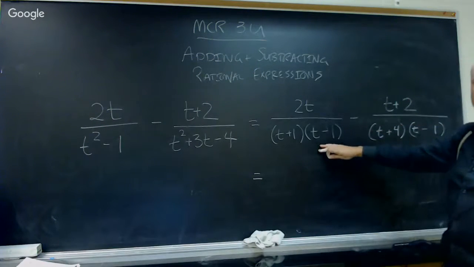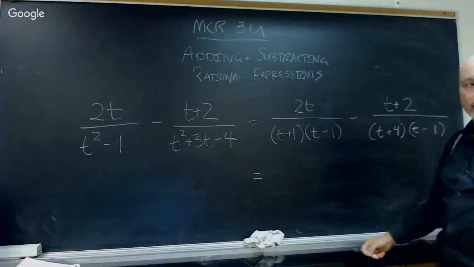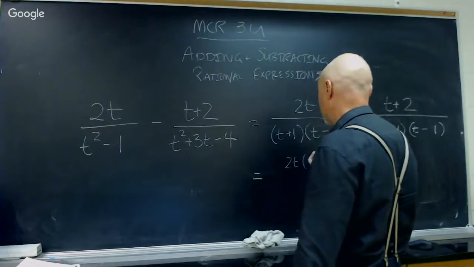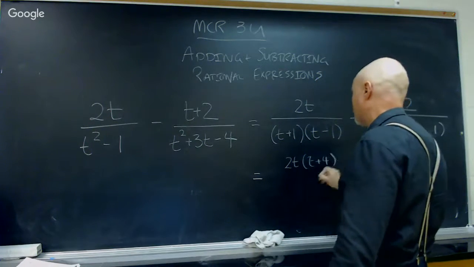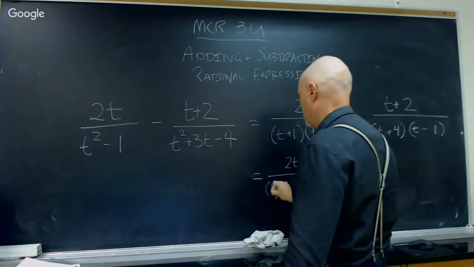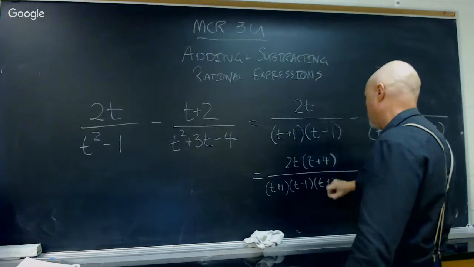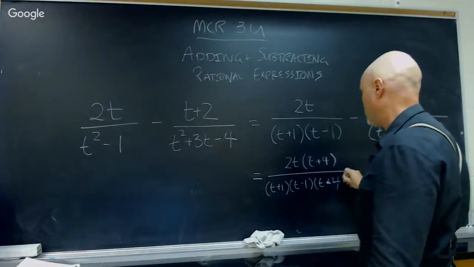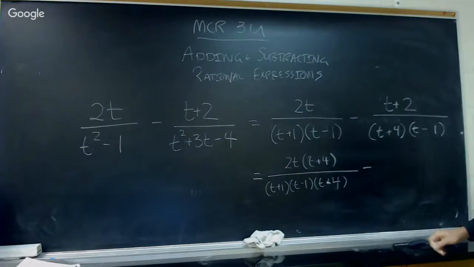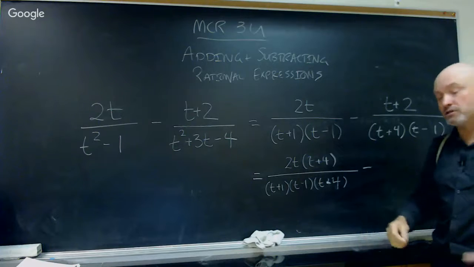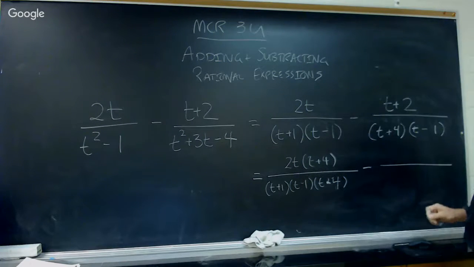What am I going to have to multiply this by, bottom and top, to get a common t plus 4? That's right. I'm going to multiply this by t plus 4, top and bottom: t plus 1, t minus 1, t plus 4. Very good. Now, what do I need to multiply this one, top and bottom, by in order to turn it into the same expression, but with that same denominator?